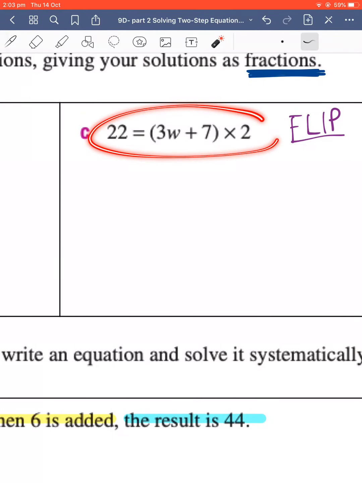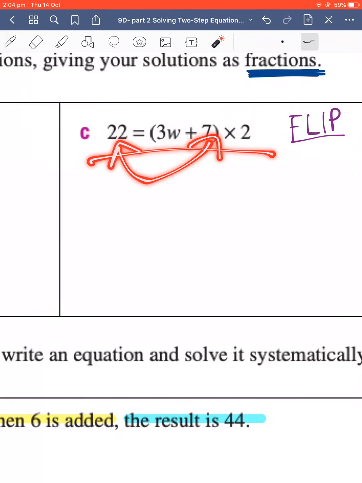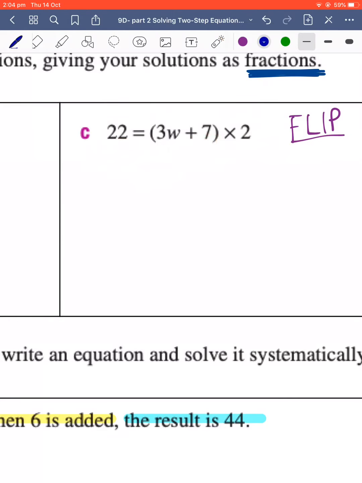I have 22 equals 3w plus 7 in brackets multiplied by 2. First thing I can think about is I need to actually flip this. So if I need to flip this, what I need to do is rewrite this equation and swap each side. So I'm going to do that first and foremost. So I have my brackets, 3w plus 7 multiplied by 2 gives me 22. Now I can go through my normal process.